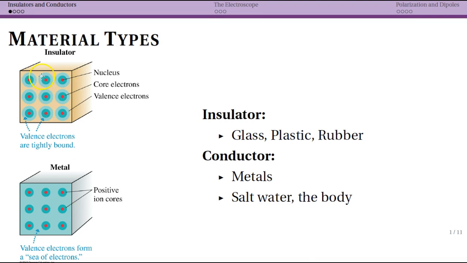And so the difference is here, they're bound. They're not able to move, or at least not move very much. We will talk about the caveat here.